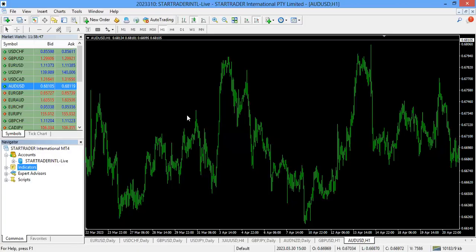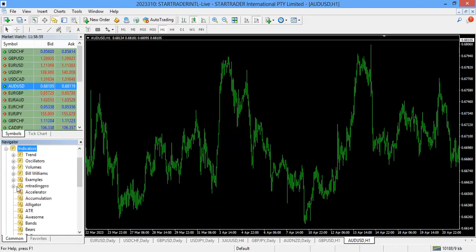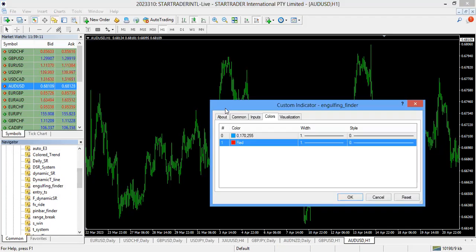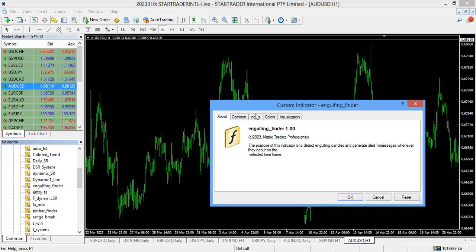First of all, you go to your indicator where you have it. In this case, I have it under this Trading Pro. These are the list of custom indicators. So I look for the engulfing finder. Okay, this is it. So I attach it to the chart.